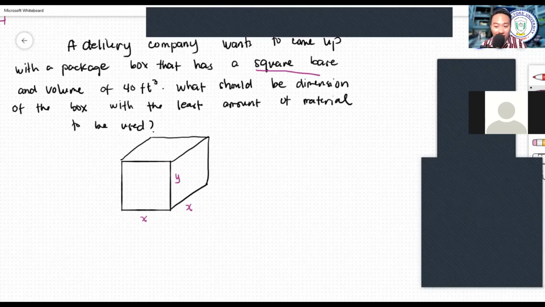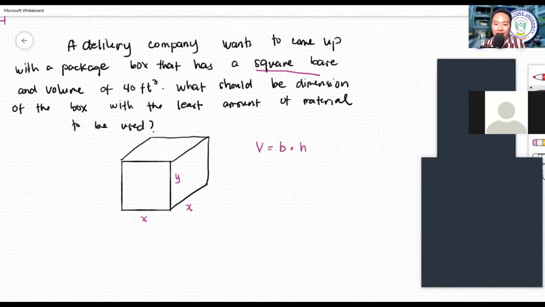So the volume formula is base times height times length. So for the volume, guys, the base is x, the length is x still, and the height is y. That would give us V equals x squared times y. Amen? Very good.